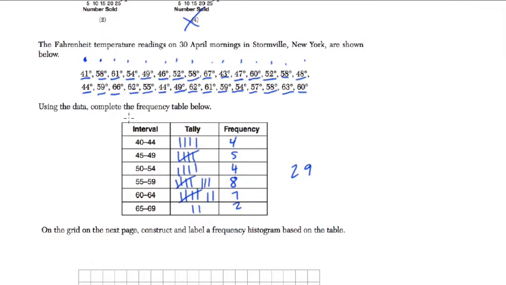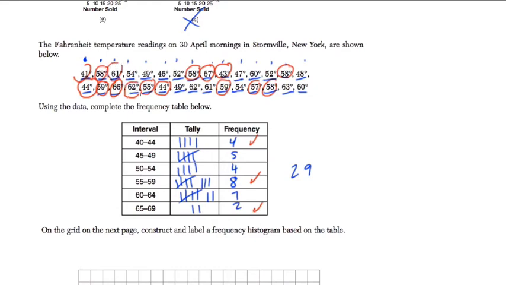We're getting low on battery power here. Interesting. 55 to 59. 1, 2, 3, 4, 5, 6, 7, 8. Okay, that one's okay. 40 through 44, go through them all again. 1, 2, 3, 4. Okay, that one's okay. 65 to 69, I'll take that one. Oh, sorry, 2. 2, okay.